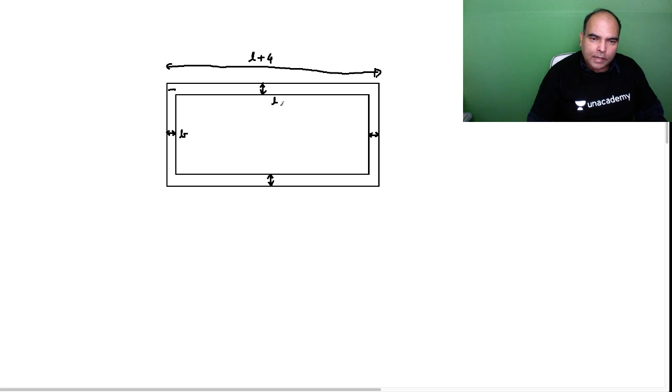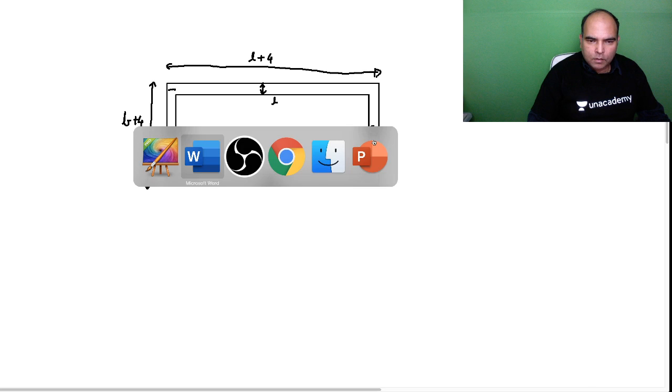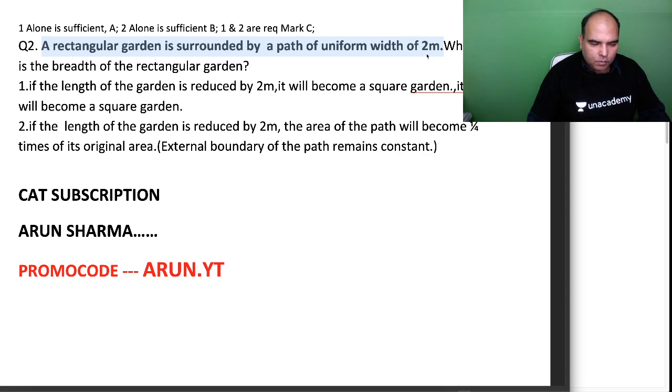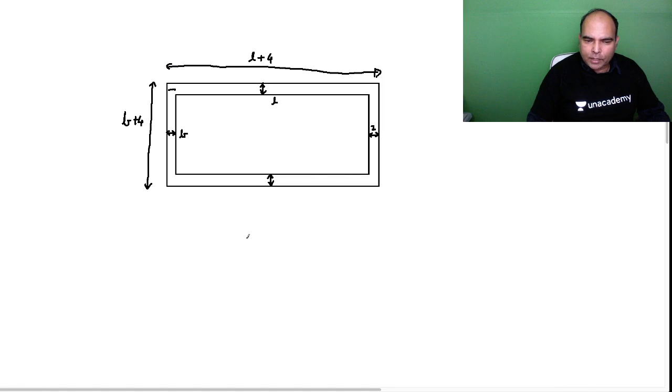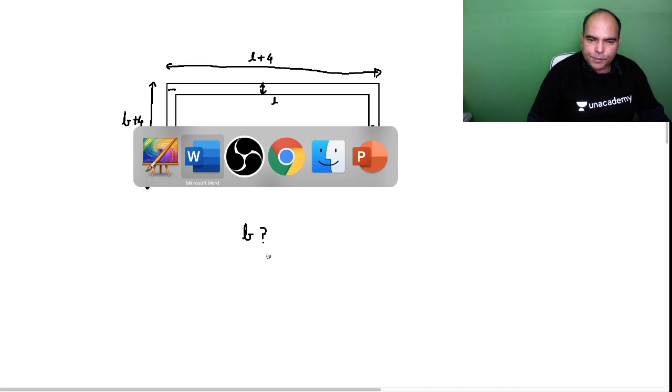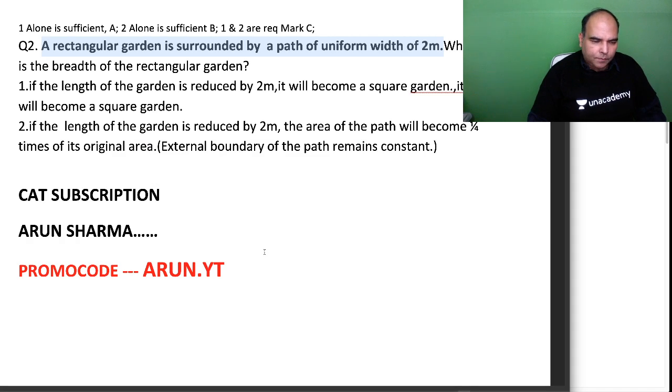अगर हम लोग ने इंटरनल लेंथ L लिया है, और ये वाला लेंथ जो है, this length we'll take as B plus 4. तो बेसिकली यहाँ पे ये दो ही वेरिएबल्स हैं, L, B and L plus 4, B plus 4, and the path is uniformly 2 meters all around. So what is the breadth of the rectangular garden? So whenever you're doing a question based on data sufficiency, you first have to understand what the question is. तो यहाँ पे question is breadth of the rectangular garden क्या है?